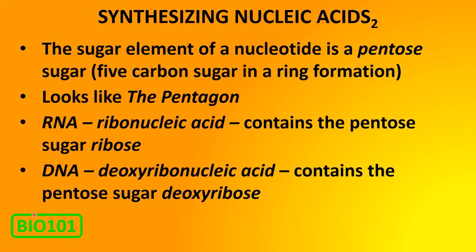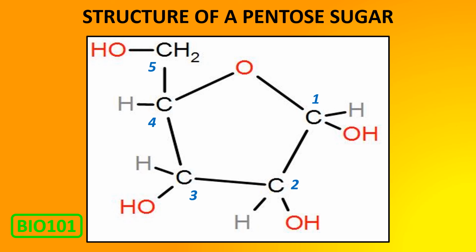So the pentose sugar, still a 5-carbon sugar, is called deoxyribose because we're going to remove, guess what? An oxygen. How do we do that? So here's the generic structure of a pentose sugar. This happens to be ribose. Here's your 1 carbon, 2 carbon, 3 carbon, 4 carbon, 5 carbon hanging out there. And you'll notice that carbons 1, 2, 3, and 5 have OHs, hydroxyl groups attached to them.